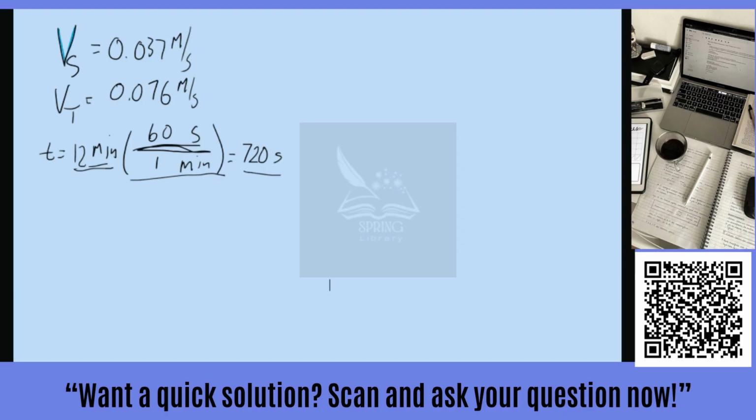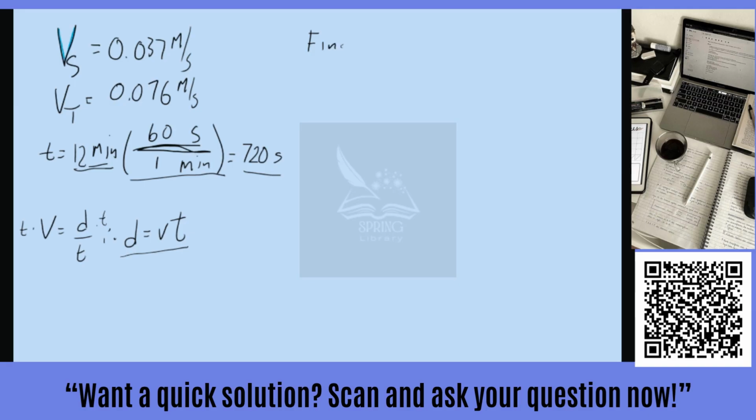We also know a couple of other things. We know that the velocity is equal to the distance divided by the time. Therefore, the distance that something travels is equal to the velocity times the time. I've just rearranged the formula by multiplying both sides by t. The t's cancel, and you end up with the distance is equal to the velocity multiplied by the time. What are we looking for?